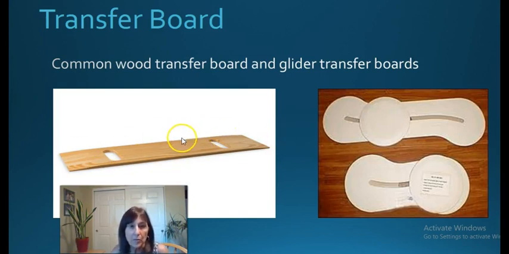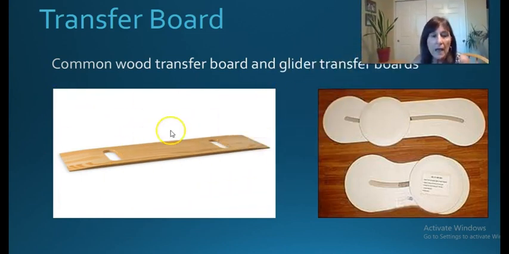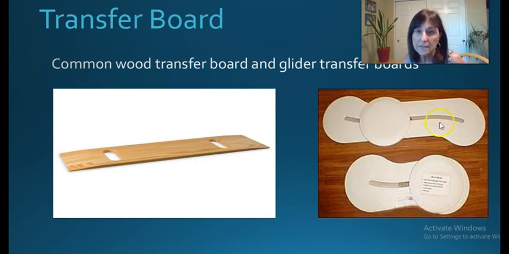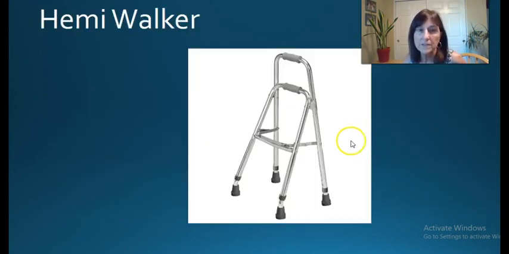Then there's transfer boards. These are the most common. Let me put myself up here. This is a wood transfer board. You put that between the bed and the wheelchair, and the person kind of moves themselves along on it if they're able to sit up. They have to have good upper arm strength. And then there's these glider ones too. I have not used those, but you could sit someone on it and then slide them onto the other side.